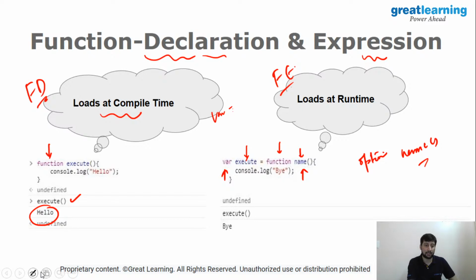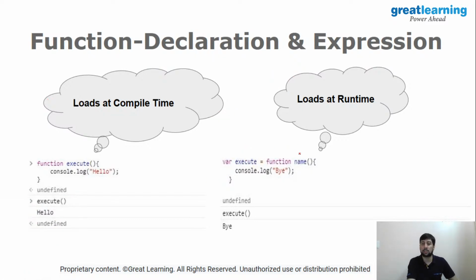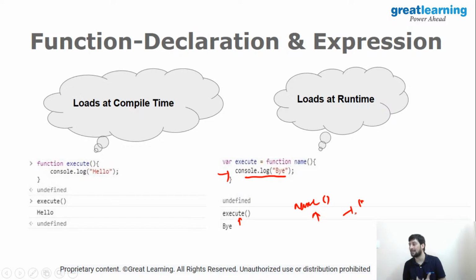Let me clear out the screen. So this is optional. Then you write console log, printing the message in here, and in order to execute or call this function, you write the variable name within parentheses. If you write the inner name within parentheses, it will throw you an error saying that this function has not been defined.